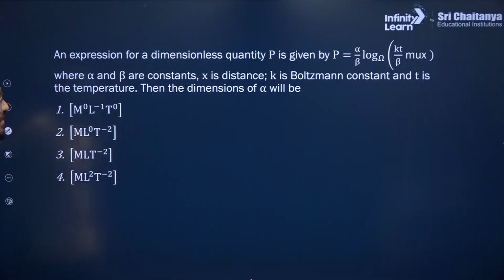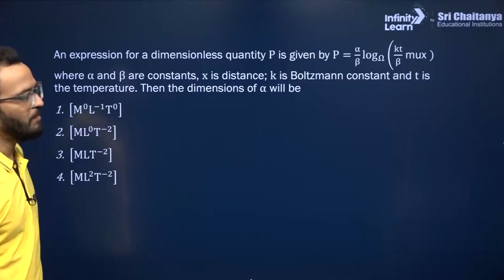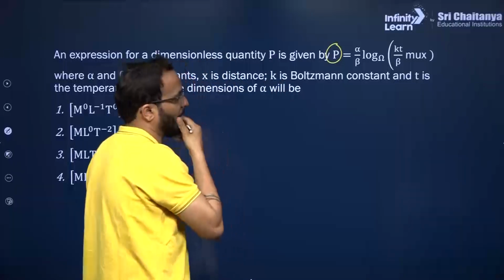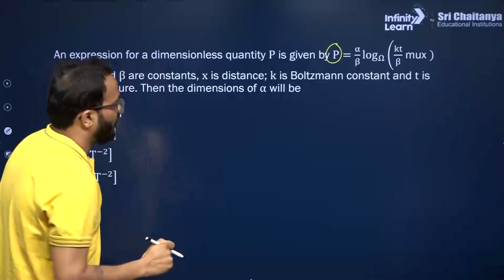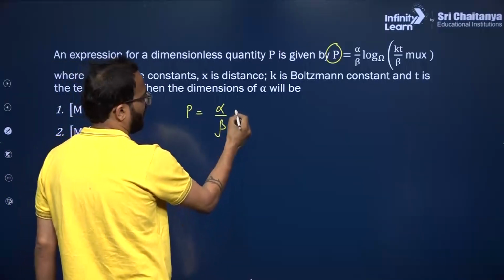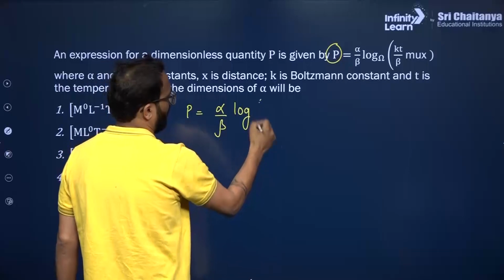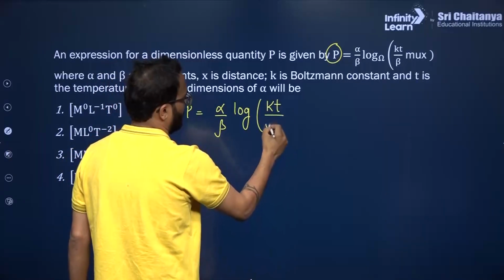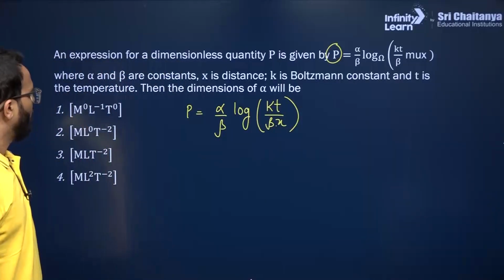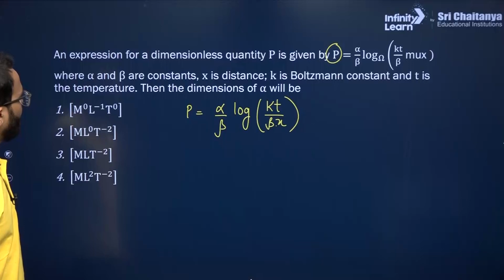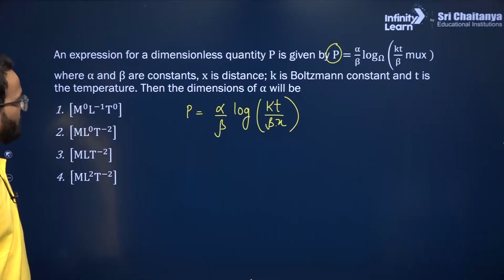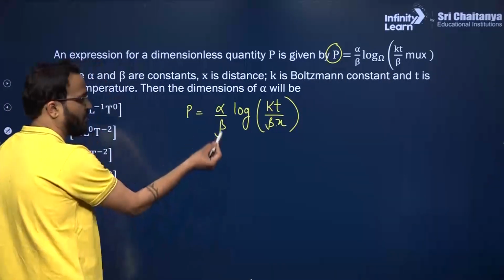An expression for a dimensionless quantity P. So P is a dimensionless quantity, right? In the question, they have given P is equal to alpha by beta, they are constants, so obviously they will be dimensionless, log of kT by beta x. Okay, this is the question. Now they want us to find out the dimensions of alpha. Okay, so dimensions of alpha, first of all, dimensions of alpha and beta will be same.